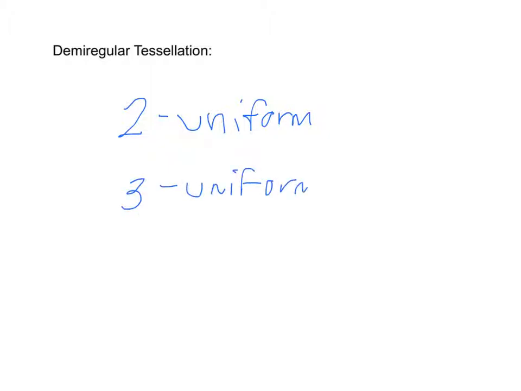A demi-regular tessellation is if the arrangement at each vertex in a tessellation of regular polygons is not the same. So for example, if there are two different types of vertices, it's called two uniform, so a two uniform demi-regular tessellation, and if there are three, it's called three uniform, on and on.